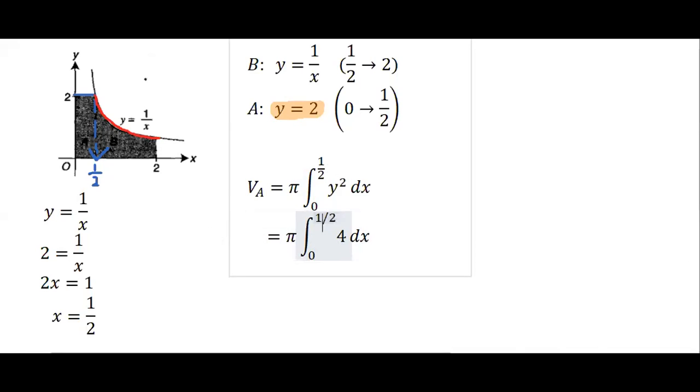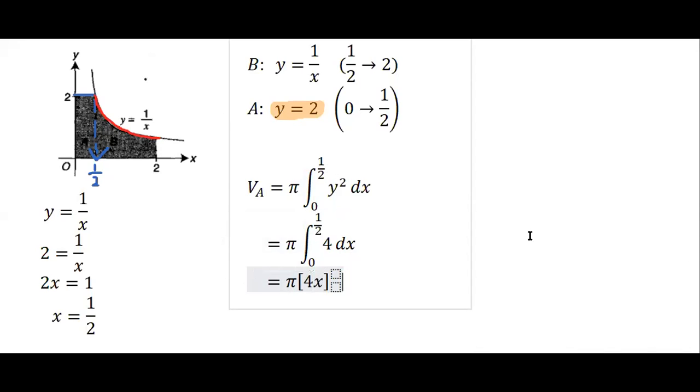0 to half. Okay, 0 to half is what? By the way, 4 integrate become what? Kita buat pengamiran untuk 4. 4 become 4x. Correct. 4x. And then from 0 to 1 over 2. Okay, what did you get? Let's put in the answer. This one easy already.